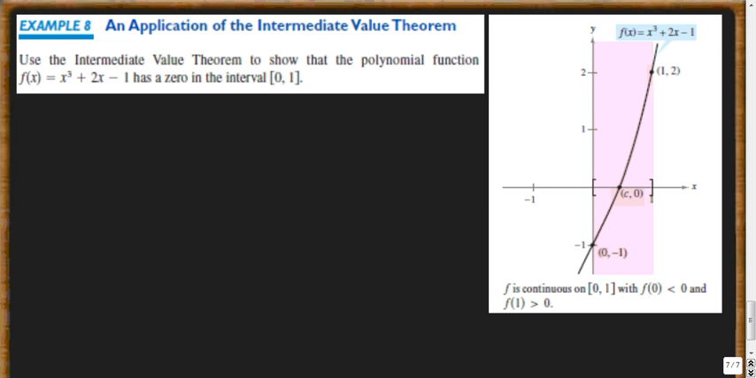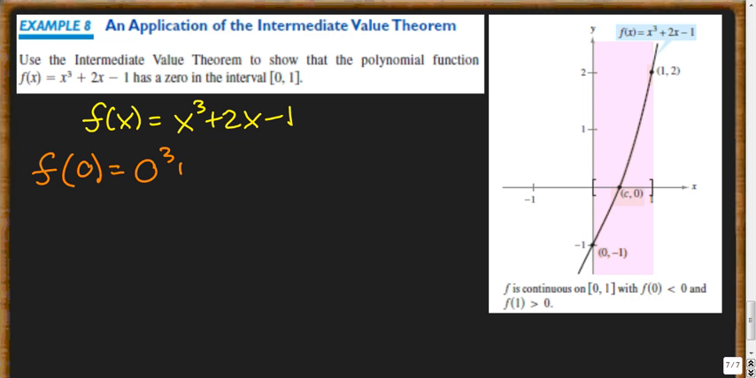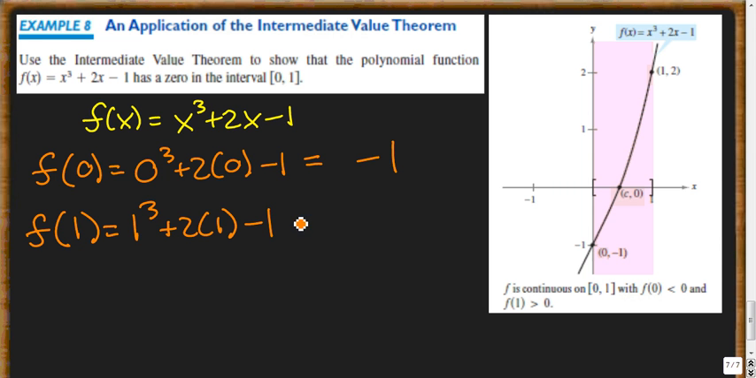And then finally, we're going to do an application of the intermediate value theorem. So we're going to use the intermediate value theorem to show that the polynomial function f of x equals x cubed plus 2x minus 1 has a 0 between 0 and 1. Well, first thing we need to know is, where are these points? Obviously you can use the graph over here to the left as a reference, but f of 0 is going to be 0 cubed plus 2 times 0 minus 1. So that's negative 1. Now f of 1 is going to be 1 cubed plus 2 times 1 minus 1, which is 1 plus 2 minus 1, which gives us 2.